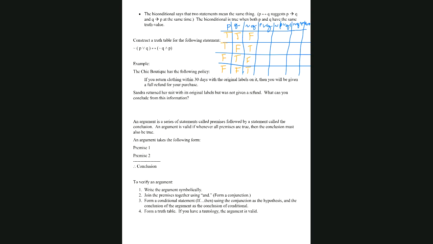P or Q will be true if either P or Q is true. So true, true will give me true. True, false will give me true. False, true will give me true. And false, false, that's the only one that gives me false.